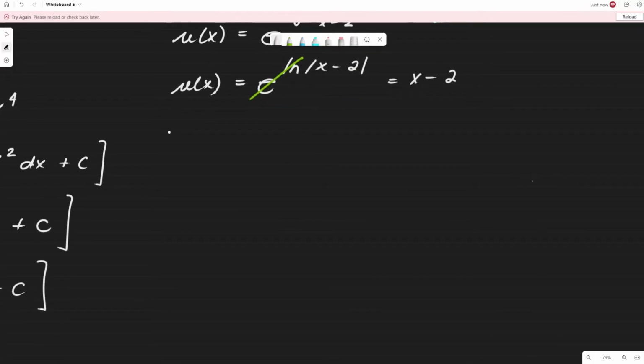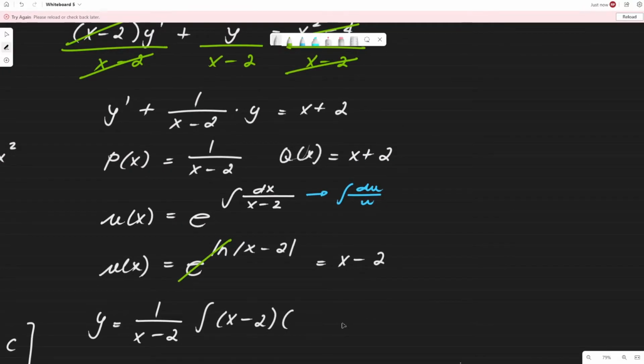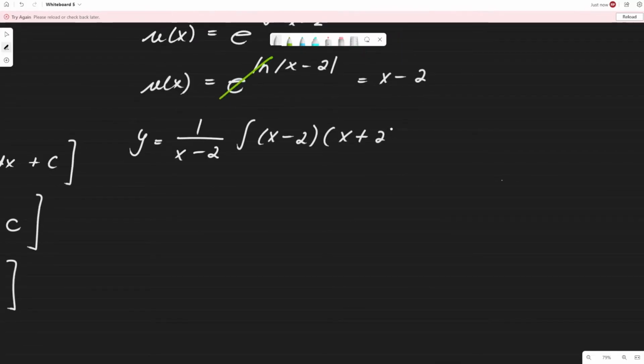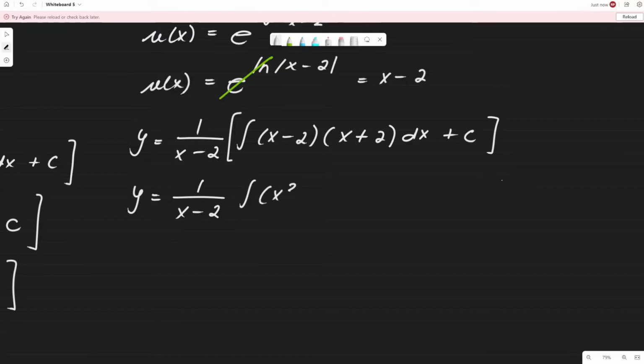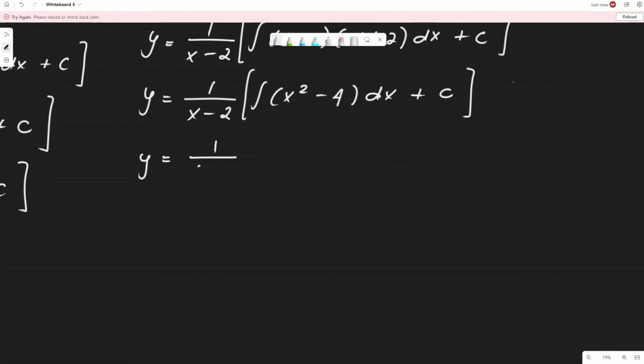Okay, so we'll have y is equal to 1 over x minus 2 times the integral of x minus 2 times, ayun, yung k of x natin, that is x plus 2 dx plus c. Ayan. So, simplify natin to. Babalik lang tayo dun sa ating form, yung kanina, x squared minus 4 dx plus c. Okay, then evaluating the integral, we'll have y is equal to 1 over x minus 2 times x cubed over 3 minus 4x plus c. Okay?